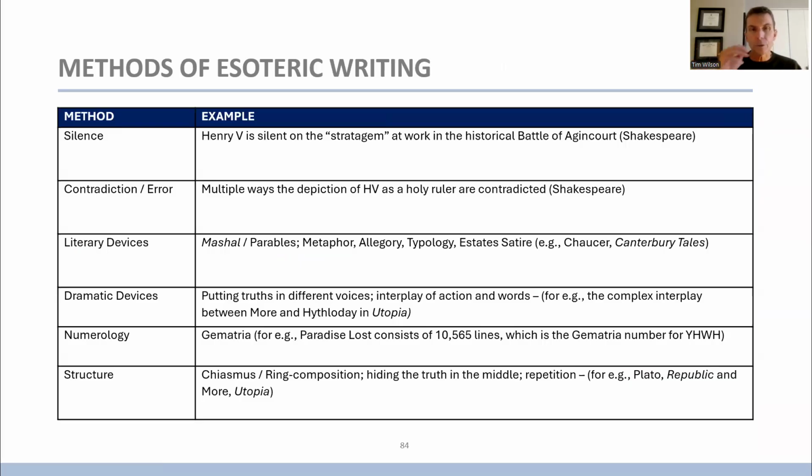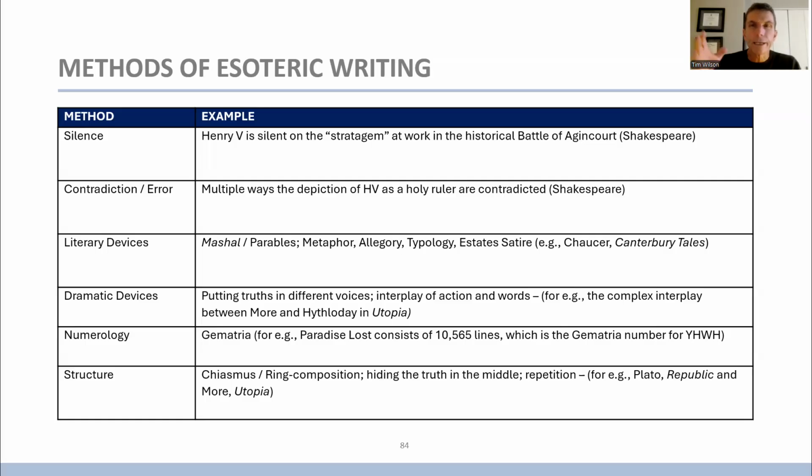And then there's the actual structure of the work as a whole, or the structure of parts of the work, where we can see patterns of chiasmus, and we'll talk about that, or ring compositions, where we have mirroring of certain components, which parallels chiastic structure as well. Often what's happening there is the truth can be hidden in the middle somewhere, the least exposed part. We can have repetition with difference in these types of repeating structures. The Republic and More's Utopia are, again, good examples of that.